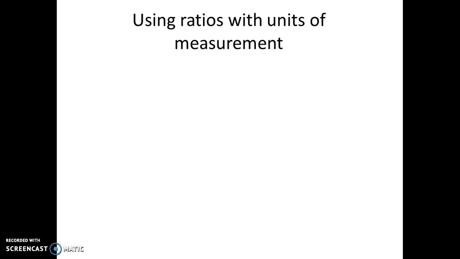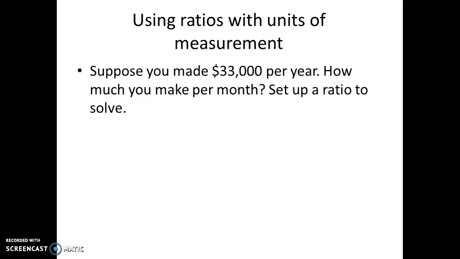Okay, lastly, when we want to use ratios to compare units of measurement, for example going from feet to inches or from centimeters to meters, we need to use a ratio. So in this example, it says, suppose you made $33,000 per year. How much would you make per month? Set up a ratio to solve. So if I want to set up a ratio, I know that I make $33,000 per year. So in 1 year, I make $33,000.